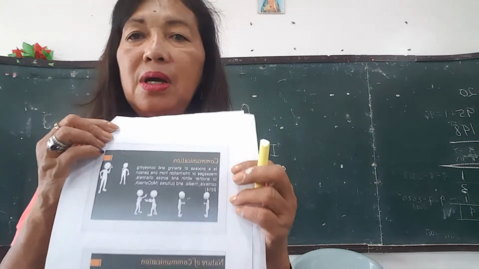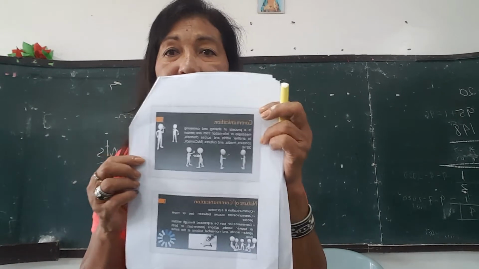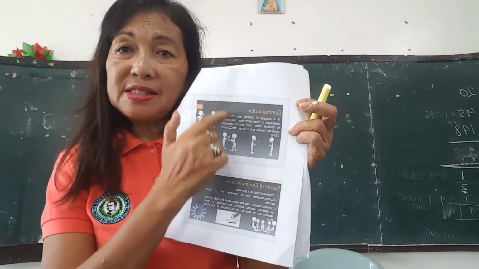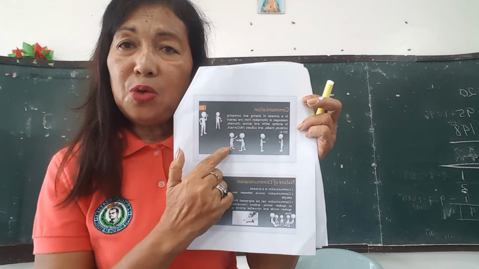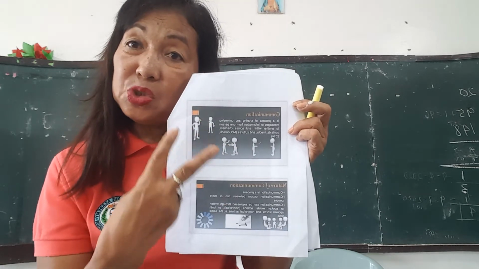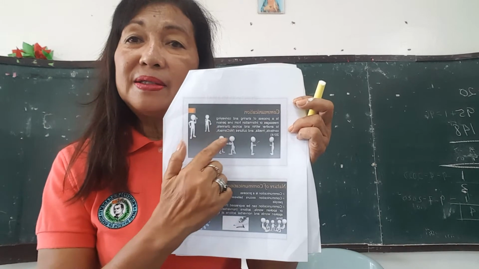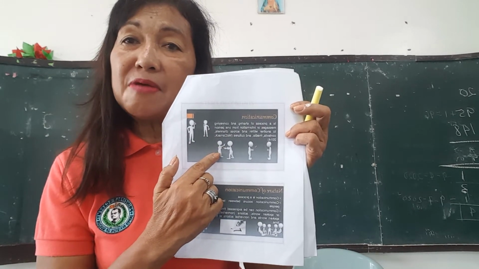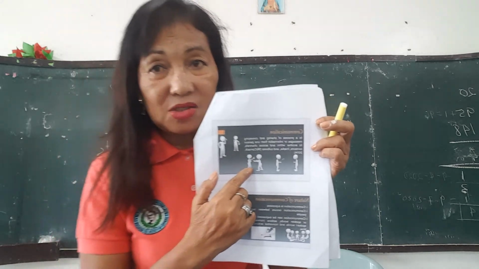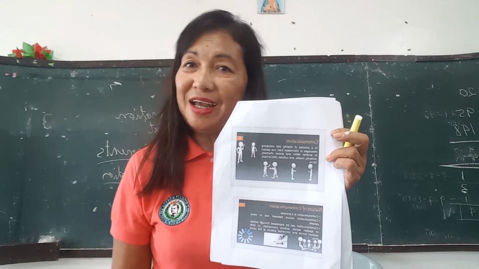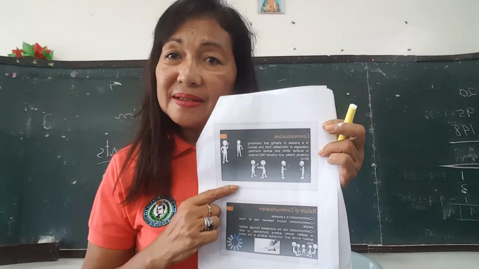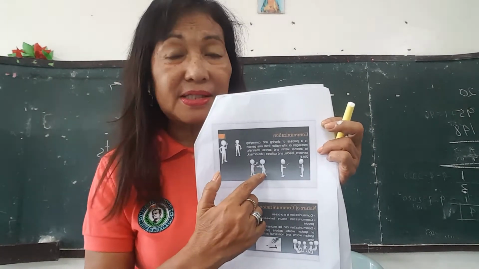If you look at your module, you will see the first one here. Read this carefully. Class, you will notice that there is interaction between how many people? Between two. It means the first person is giving a message and the second person is receiving the message. Therefore, there is communication. We can also learn that it's a two-way process.